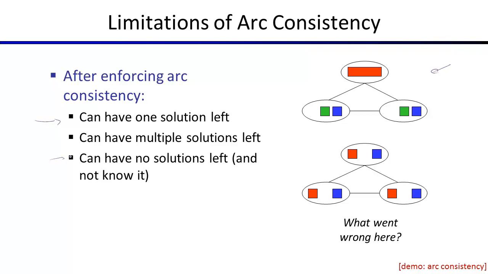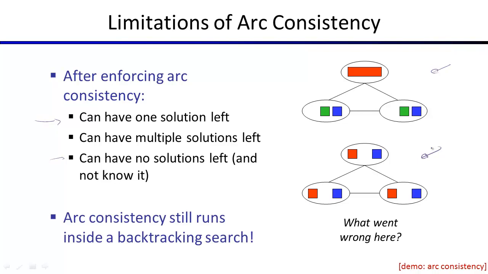It's also possible I end up with something like this. So when in your search, maybe some part of the graph looks like this. Nothing else you can do, but we know there's no solution. The way this is set up, this problem has no solution if you only get to use red and blue for each of these variables. But arc consistency is not aware of it. So it is possible after you enforce arc consistency, you don't know yet. You just will assign a variable, enforce arc consistency again.